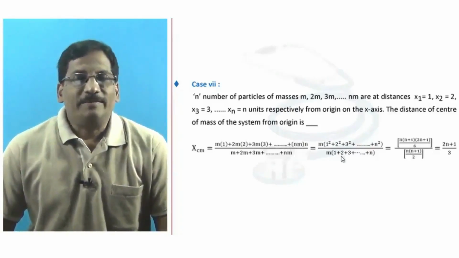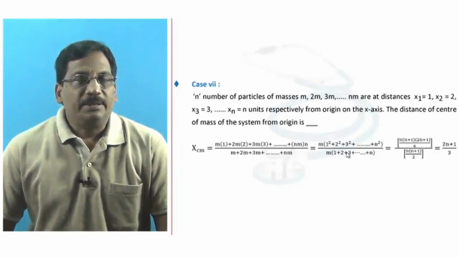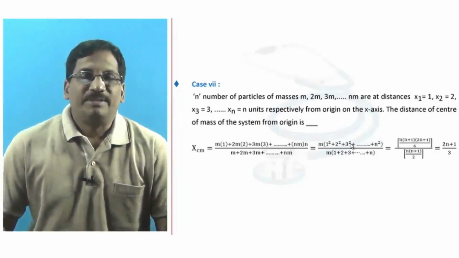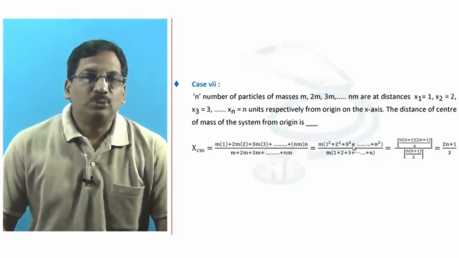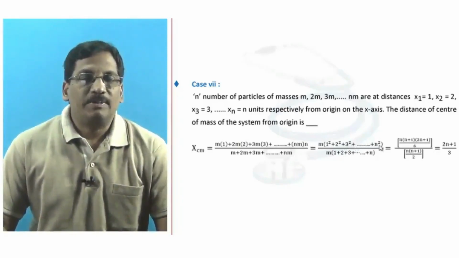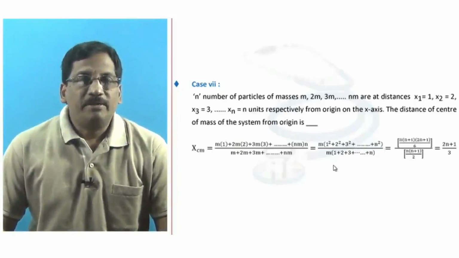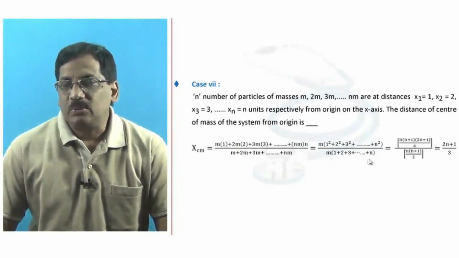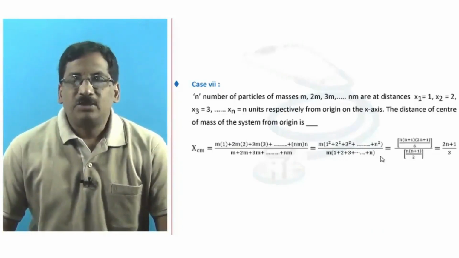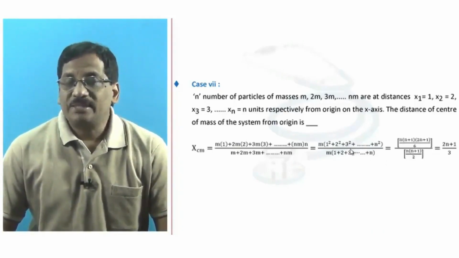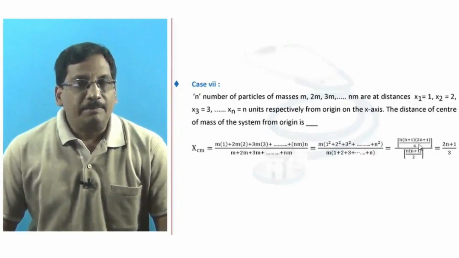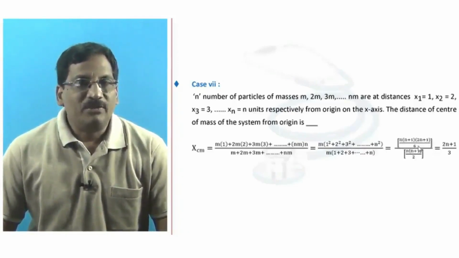So this time as we cancel m, in the numerator we are left with the sum of the squares of the natural numbers, 1 square plus 2 square plus 3 square plus so on plus n square. In the denominator we are left with the sum of the natural numbers, 1 plus 2 plus 3 and so on plus n. So we substitute the formula: the sum of the squares of natural numbers is, by formula, n into n plus 1 into 2n plus 1 by 6.